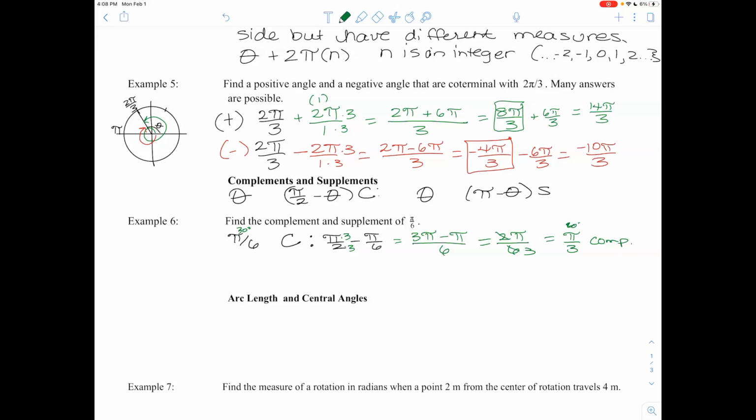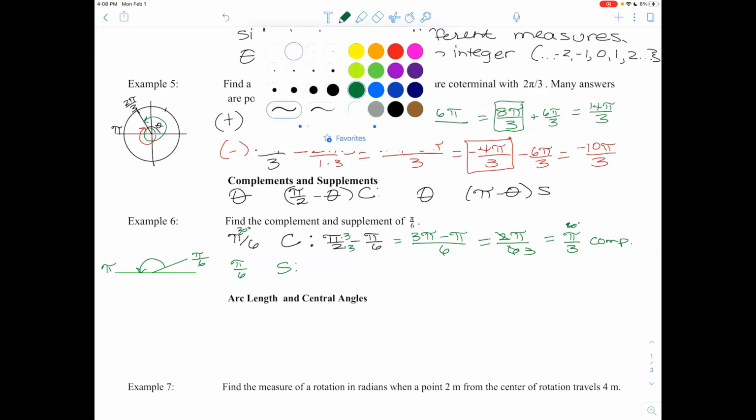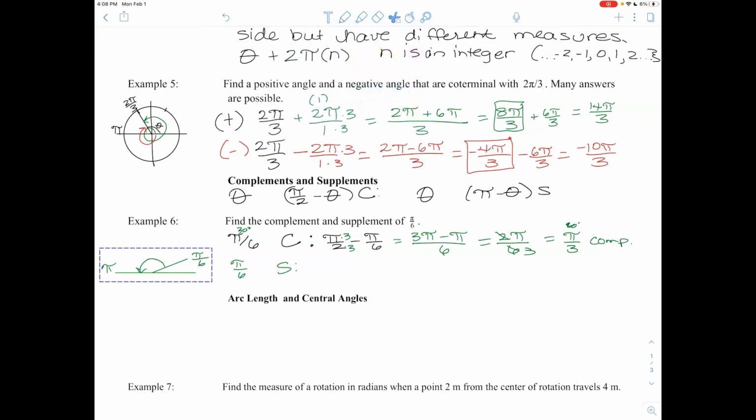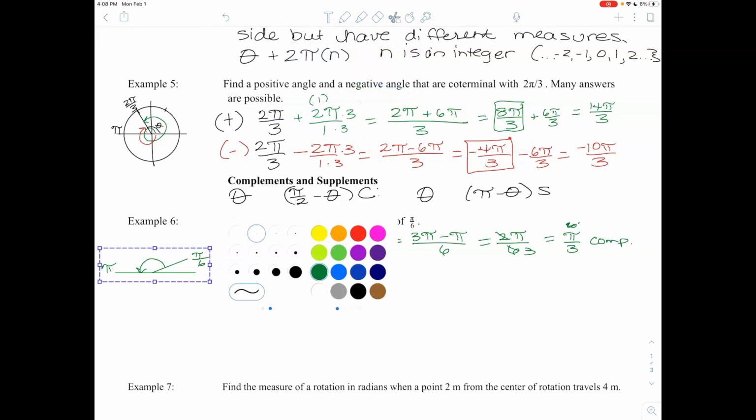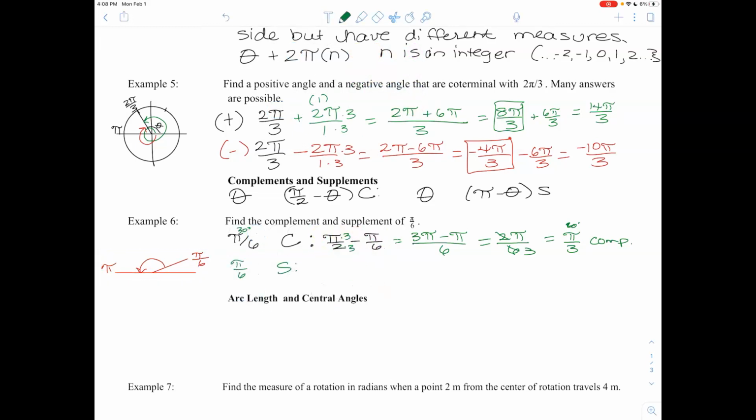Okay, so now let's find the supplement. So you know supplements add up to pi. So if this is pi over 6, how many more radians do we need to get to pi, right? So we start with pi over 6, and we want to find the supplement. I'm going to switch to my red pen here. So a supplement, red. Okay, here we go, supplement.